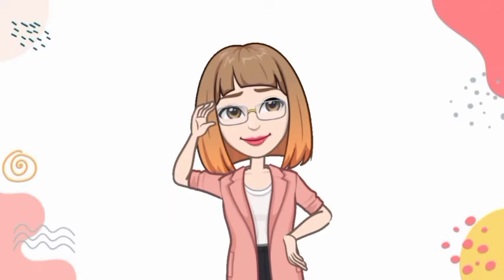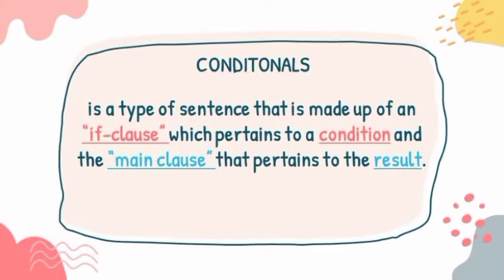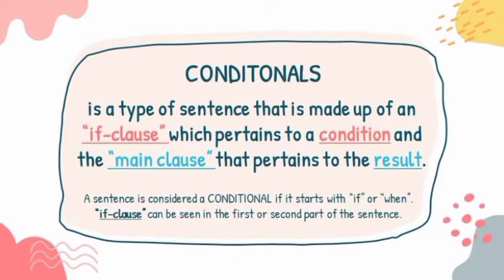To start with, let me give you a general overview of the conditional, and I'll be specific as we proceed to the lesson. In English, a conditional is a type of sentence that is made up of an if clause, which pertains to a condition, and the main clause, which pertains to the result. Basically, a sentence is considered a conditional if it starts with if or when, and the if clause can be seen in the first or second part of the sentence. This sentence also describes a situation that might happen or might have happened.